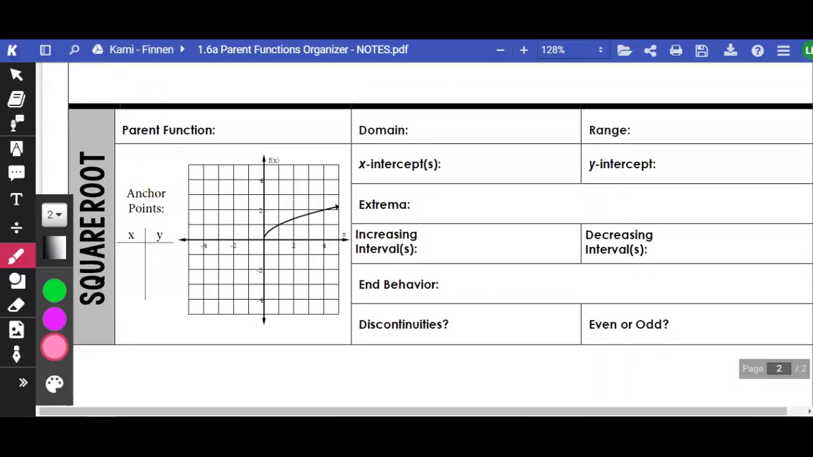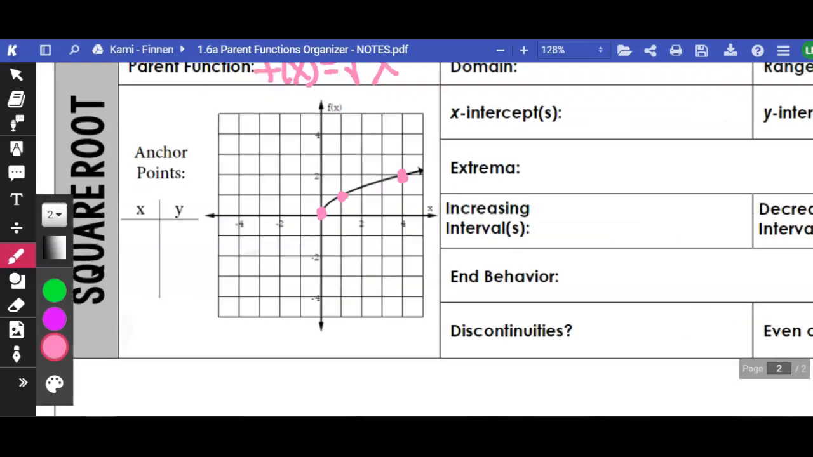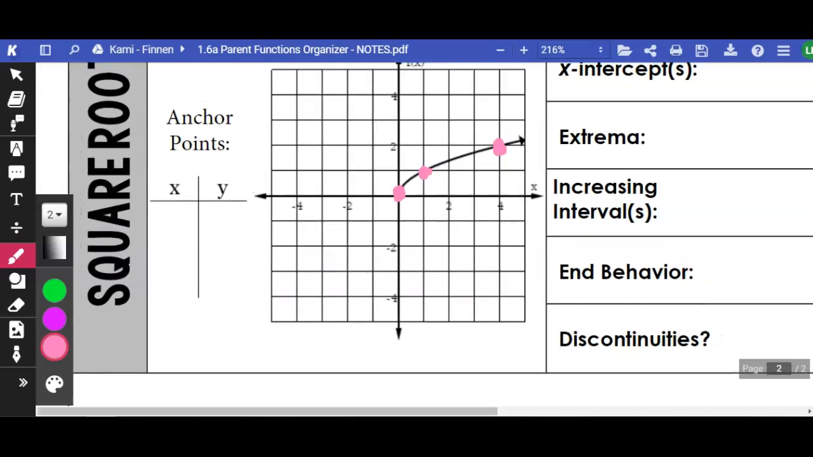Square root function, f of x is equal to the square root of x. And here I only need 3 anchor points. So I have one here, and one here. So those end up being 0, 0, 1, 1, and 4, 2.